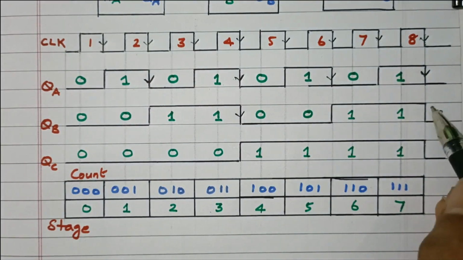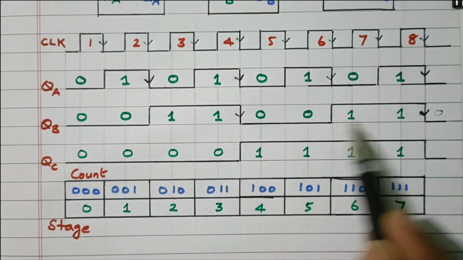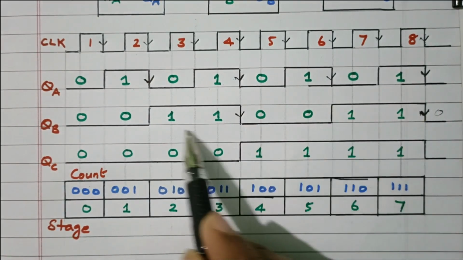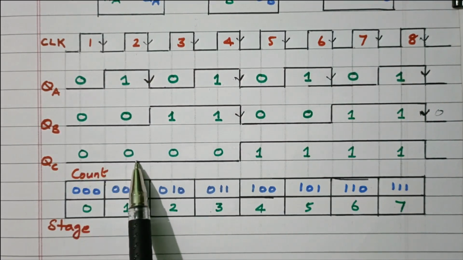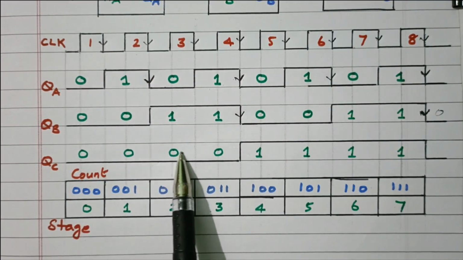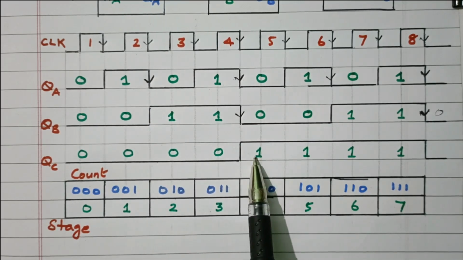1 to 0 is the negative edge. So the state will change during this negative edge only. During the positive edge it will not change because we are connected to the complement. See, it is 0. Here, positive edge, no change. Here, negative edge. So the 0 changed to 1.